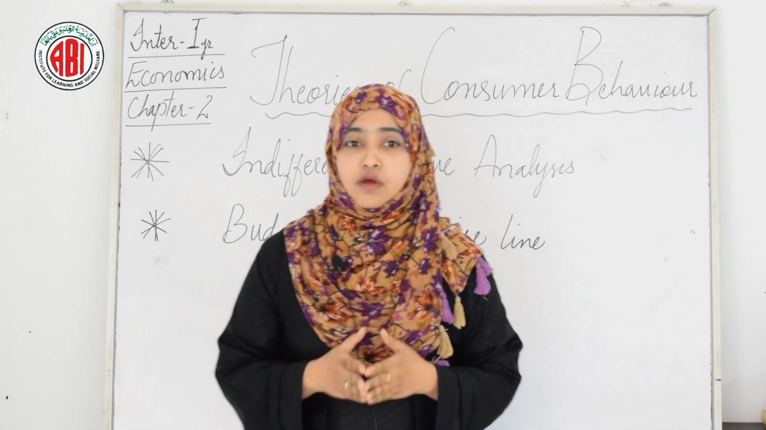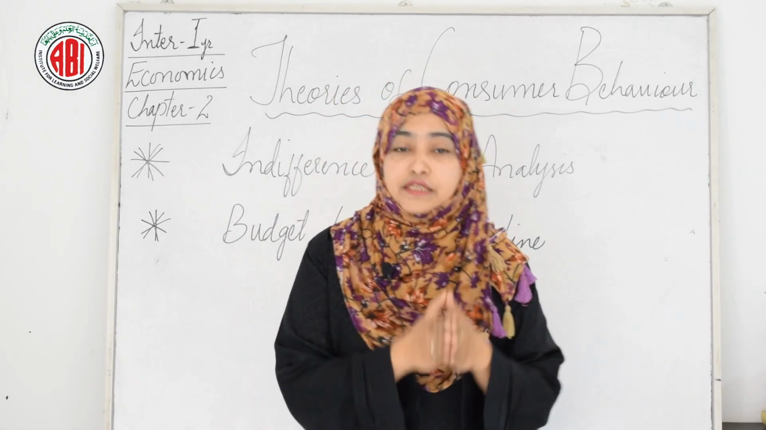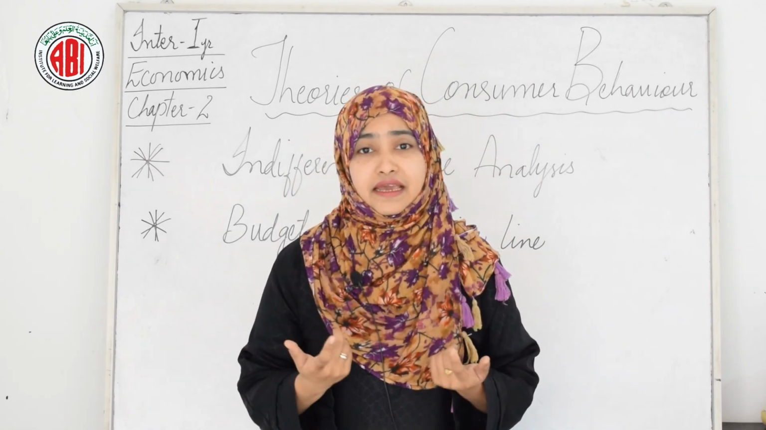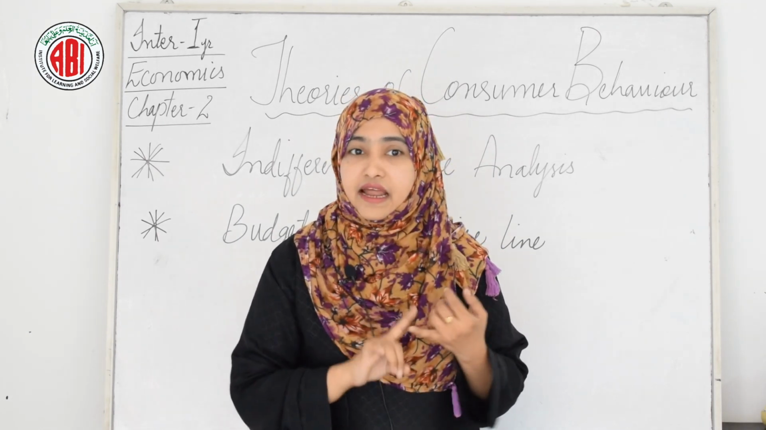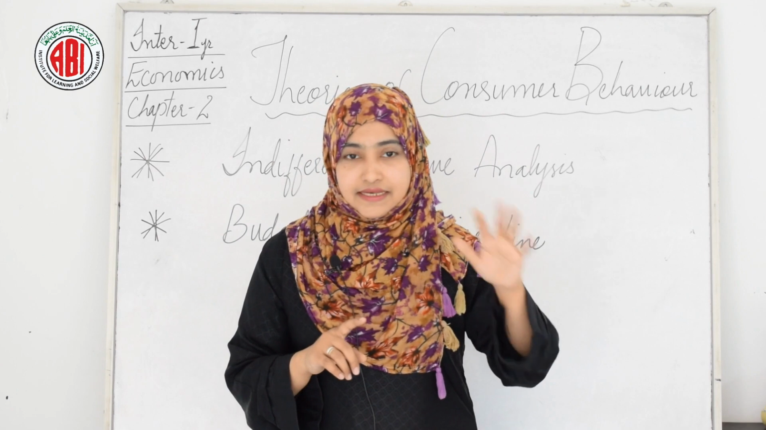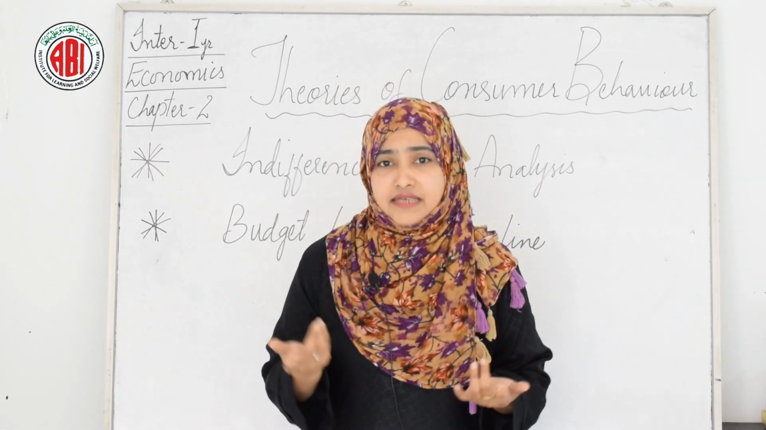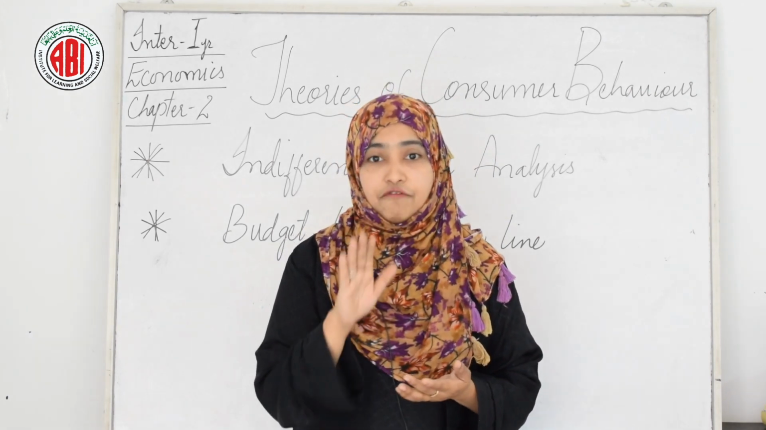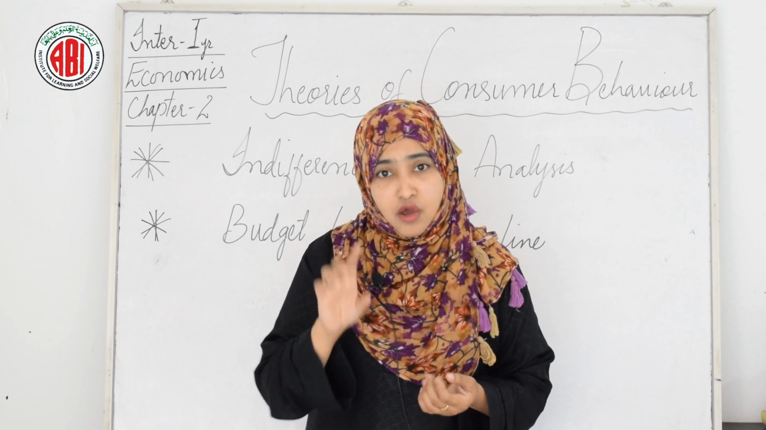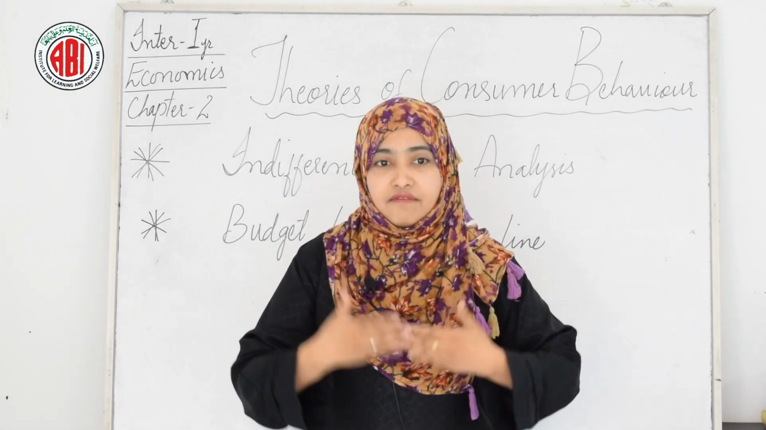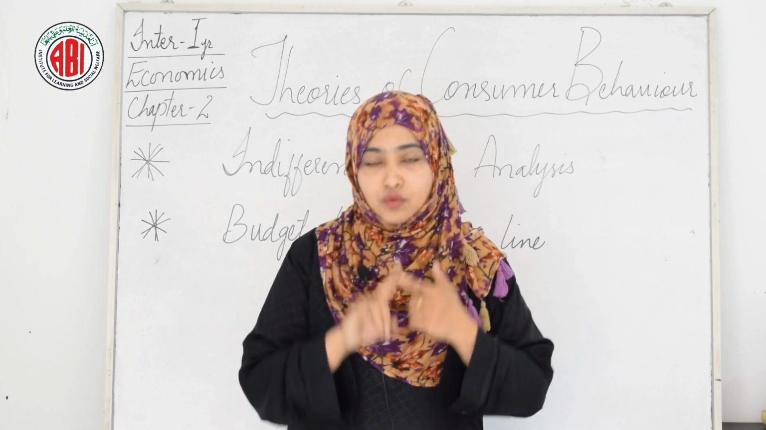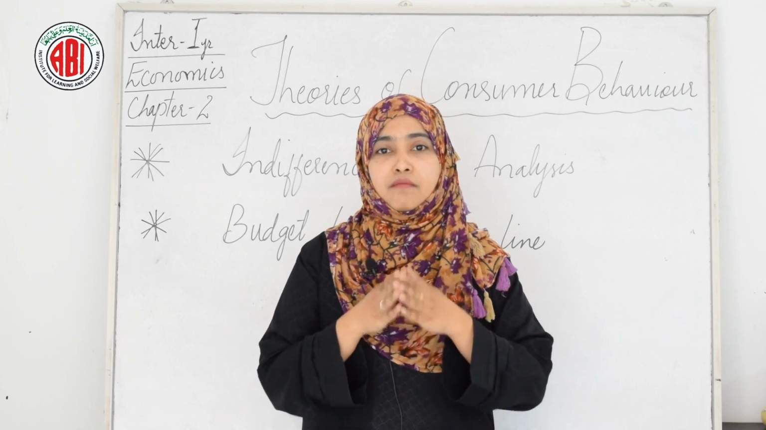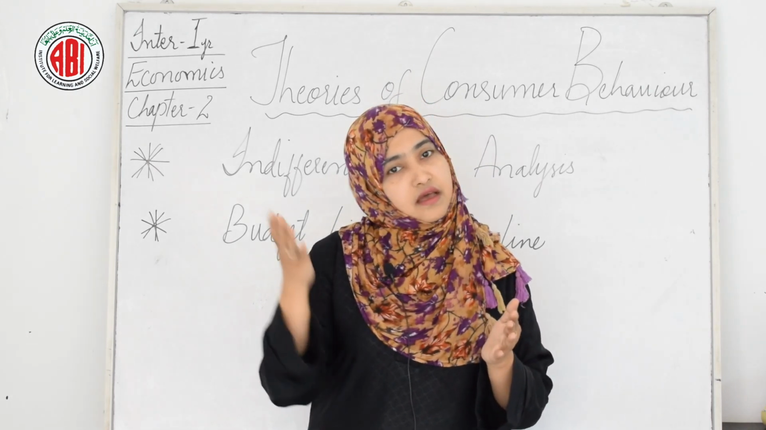See this table. If the consumer spends his total amount of rupees 100 on good X only, then he gets 5 units of X. That is point L, what we have just seen, and none of Y, because he is spending all his money on good X only. If he spends the whole of his money on good Y only, then he will get 10 units of good Y, and none of X. If you are spending all of your money on one good, then you will not get the other good.